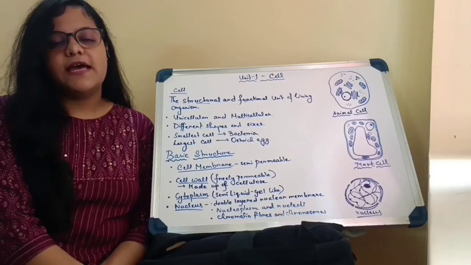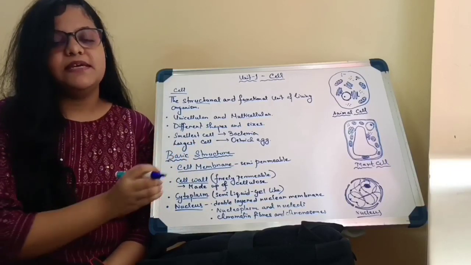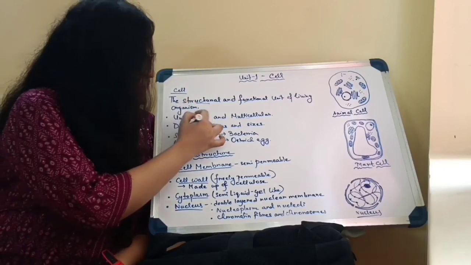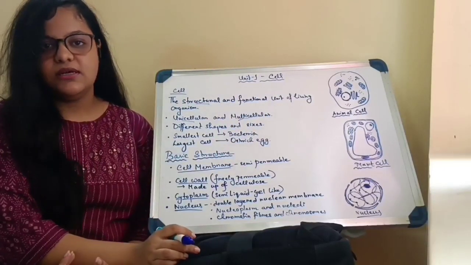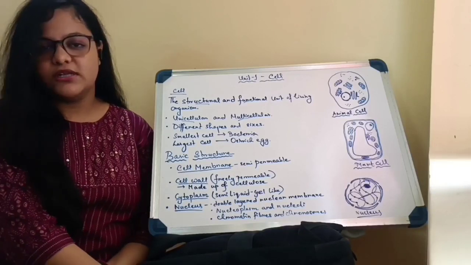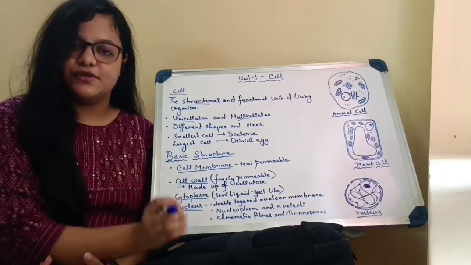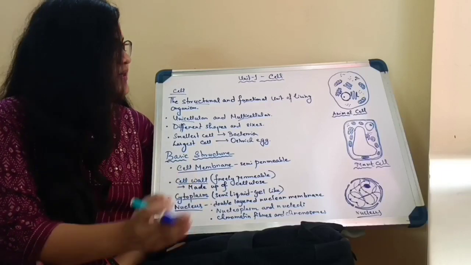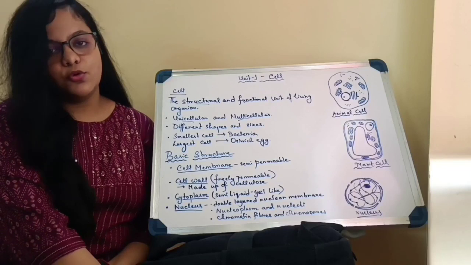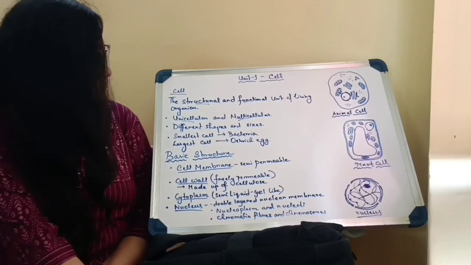Now, living organisms, on the basis of their content of cells, can be divided into unicellular and multicellular. Obviously, from the word unicellular, we can understand that a body which contains only one cell is a unicellular organism, and if it is made up of two or more than two cells, it is known as a multicellular organism.